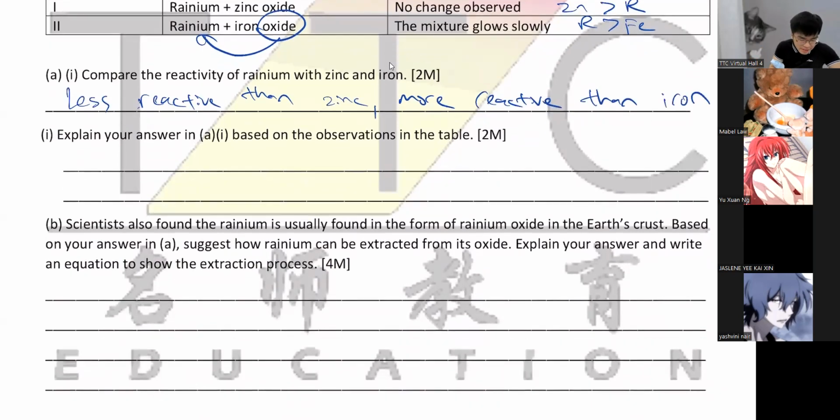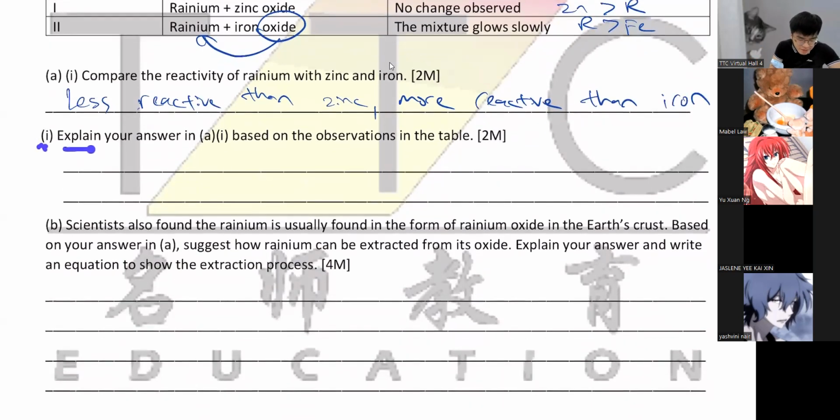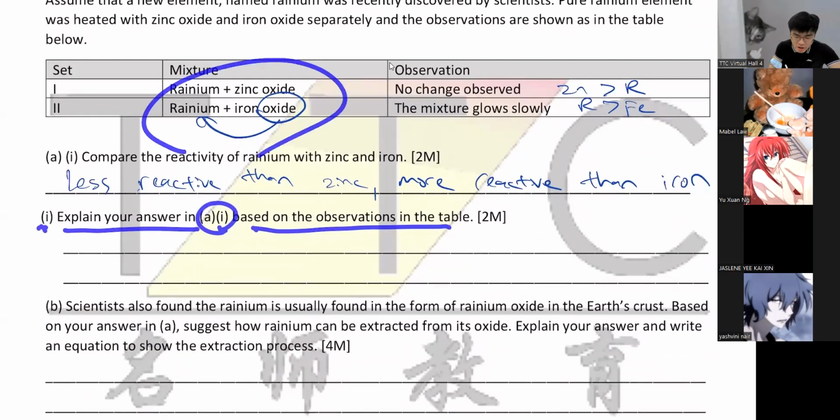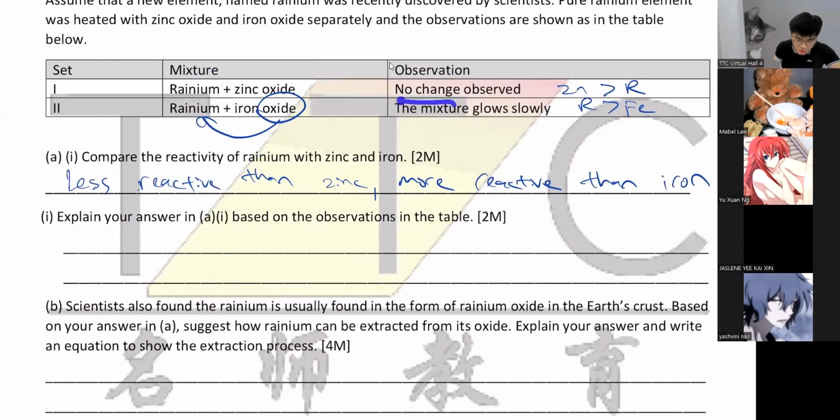So number two, A2, explain your answer in A1 based on observation in the table. So they want you to explain here. Why this one no reaction? Why this one got reaction? Why is this less reactive? Why is this more reactive? You can say rhenium. I'm just going to write R lah, guys. Okay, rhenium cannot reduce zinc oxide, but can reduce iron oxide.